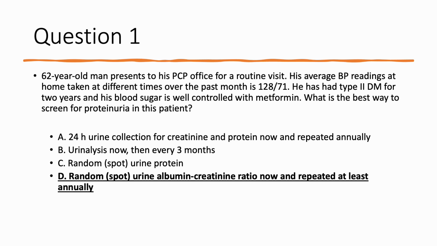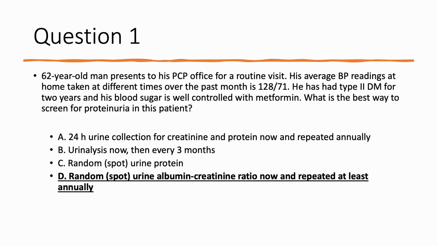The answer is D, random or spot urine albumin creatinine ratio now and then repeated at least annually. So doing a 24-hour urine collection is not wrong, it's just laborious and there are many errors or mistakes. The spot urine, especially if it's done in the morning, is pretty good, okay? The correlation with 24-hour urine is good, and we generally follow trends. So whether someone has 1,100 milligrams or 1,200 milligrams, it doesn't matter that much. We follow the general trend.